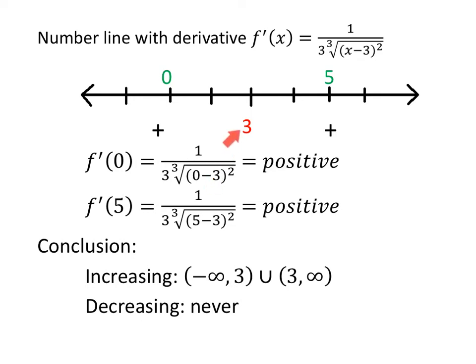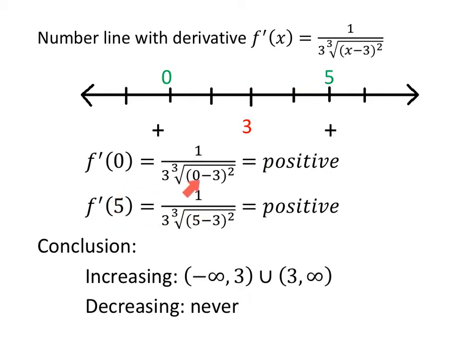Well, 3 is going to split our number line, so I pick a test value to the left and a test value to the right. Any test values will do. I could have used 4, I could have used 7.24136, I could have used negative 10,472. But come on, people, let's use easy values.